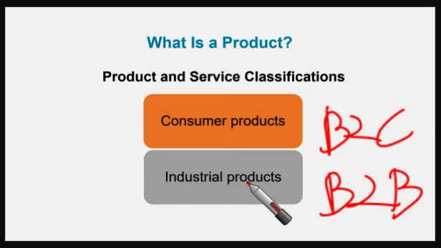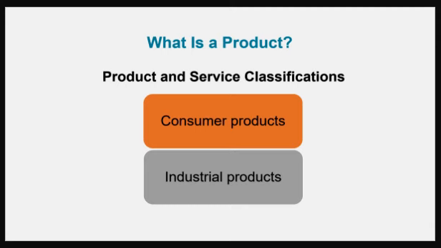B2B means business to business. So we sell this raw material to other businesses so that they can create some products for the final user of consumers. For these cases, we often say B2C, business to consumer. So I make shampoo and I sell this shampoo to the final consumer. No further production, they just use it. So this is another explanation of how we classify the products. So now you know two types of classification. What was the first one? Yes, it was core, actual, augmented. And the second classification is consumer versus industrial.